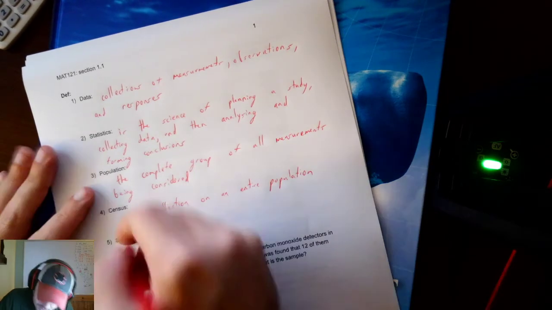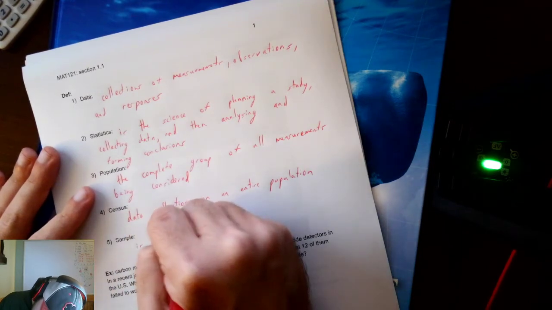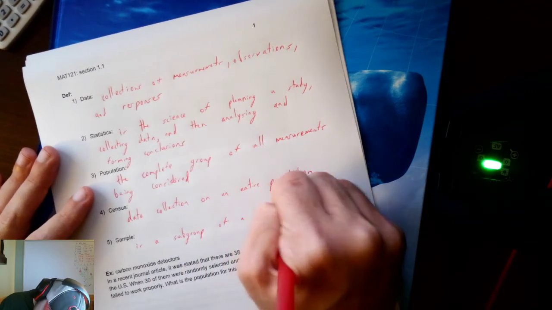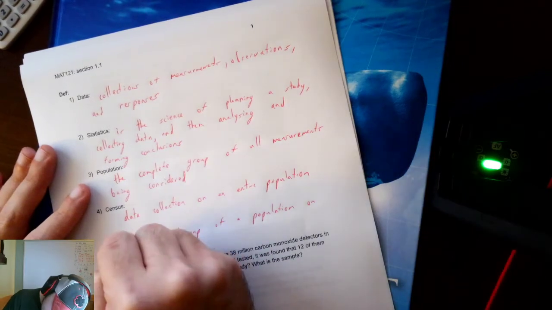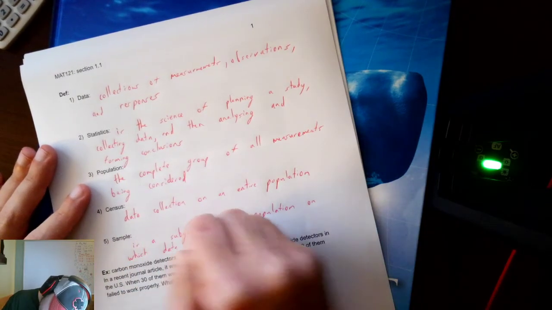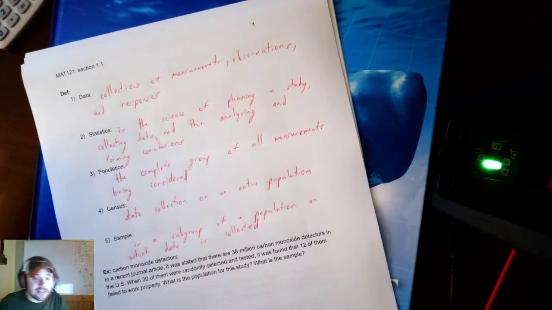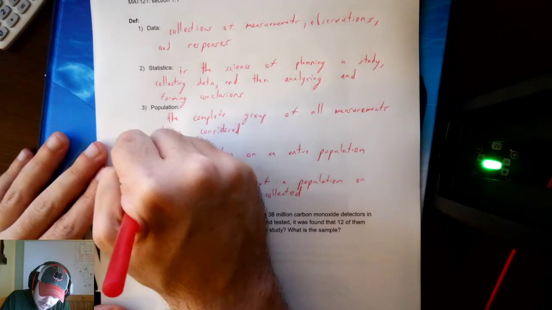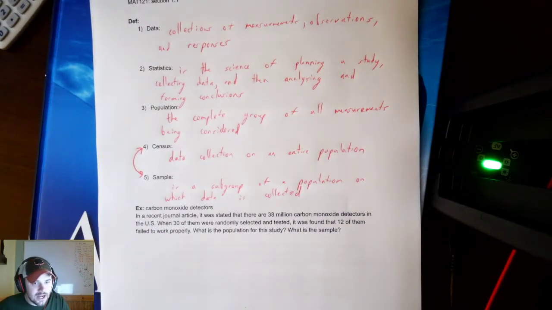Whereas a sample is a subgroup of a population on which data is collected. It's not the whole population, it's just a small subgroup of the population. That is a sample. Think about it like when you go to a restaurant and you take a sample of something, or you go to the grocery store and take a sample. You're not taking the whole thing, right? You're just taking a small chunk of it to try. So census and sample, those are kind of similar definitions, right? It's, are you collecting data on the whole population or just a small group?